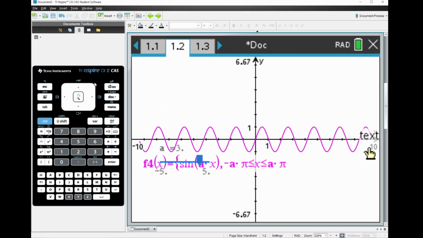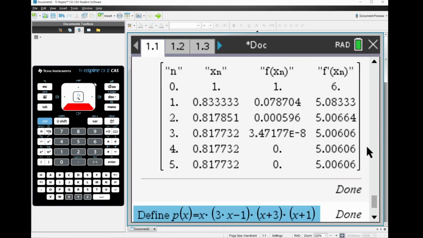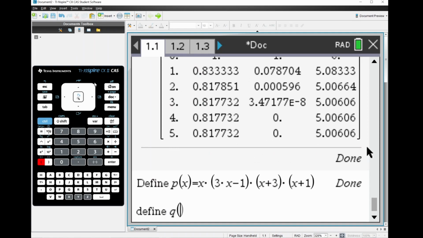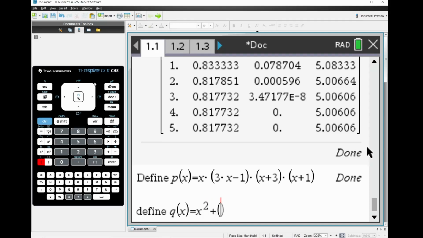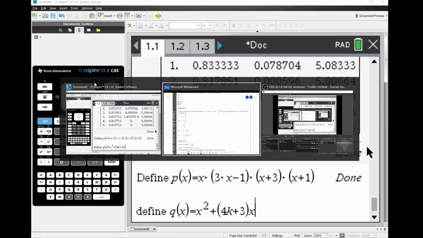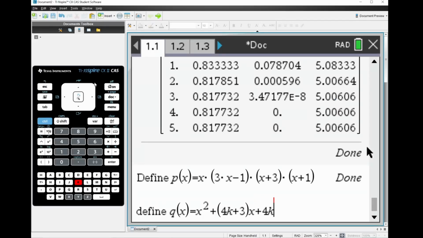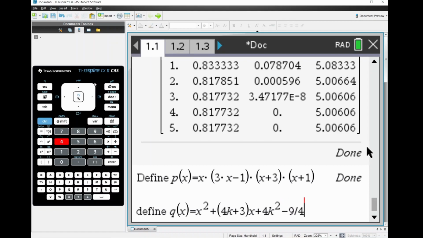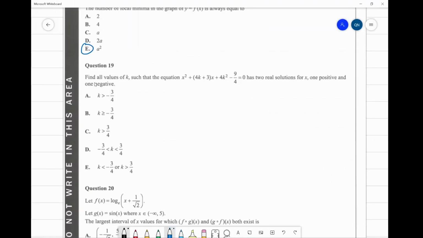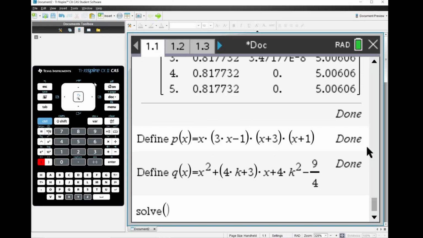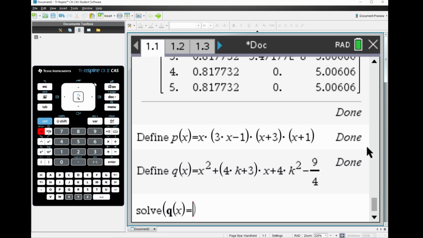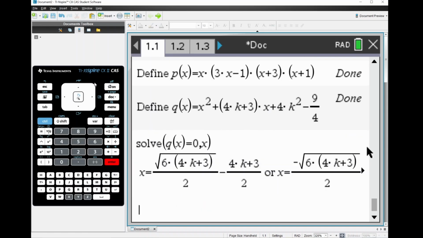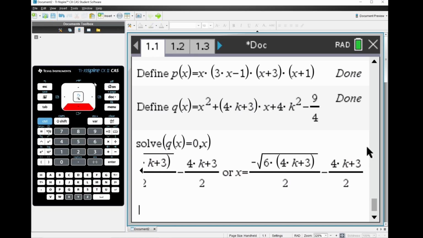So let's do that. Let's define q of x to be equal to x squared plus 4, and then we have k plus 3, and then we have an x, and then we have a plus 4k. This is such an ugly equation. And then we have minus 9 and 4. So q of x. And what I'm going to do is solve where q of x equals 0 with respect to x. And so we get 2 solutions as expected.